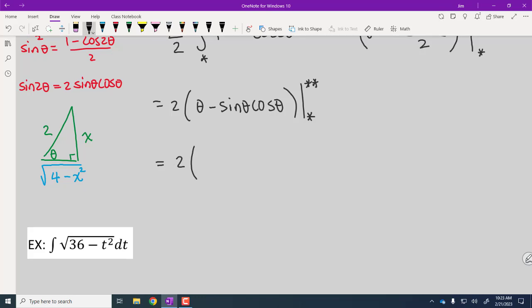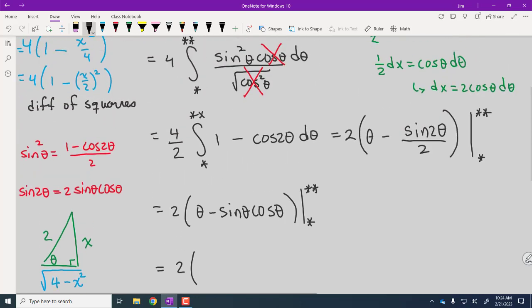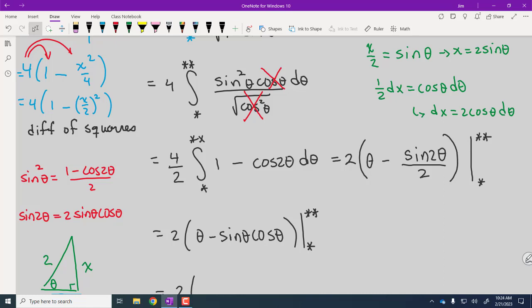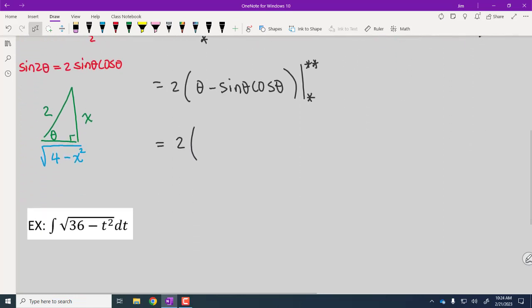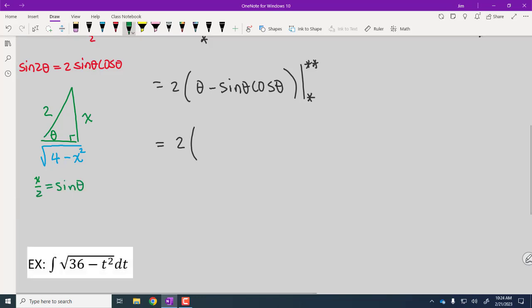Okay. So first off, let's deal with the theta first. The triangle is going to allow us to get these two guys really easily, sine and cosine. When we look up here, x over 2 is sine of theta. Let me just write that off on the side here. So x over 2 is sine of theta. What does that mean theta is equal to? 100%. Inverse sine of the other side. So that's how we get the theta.